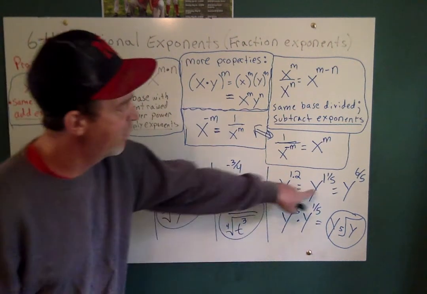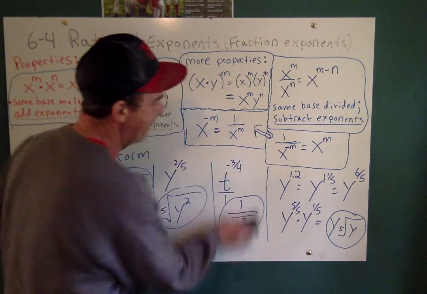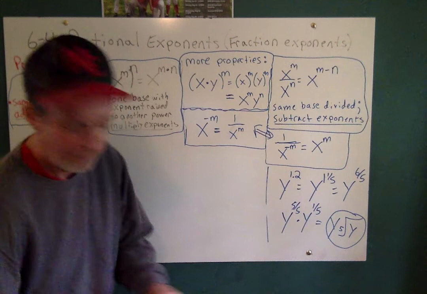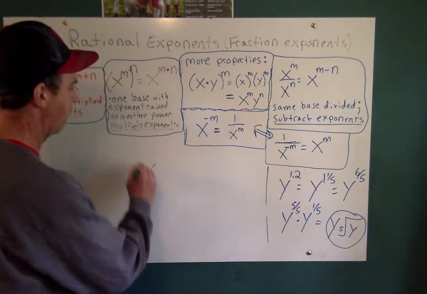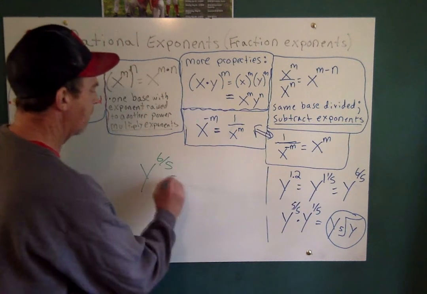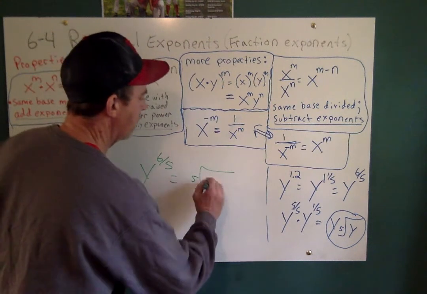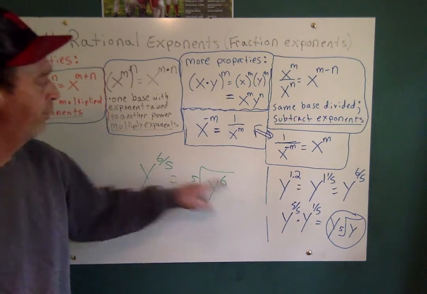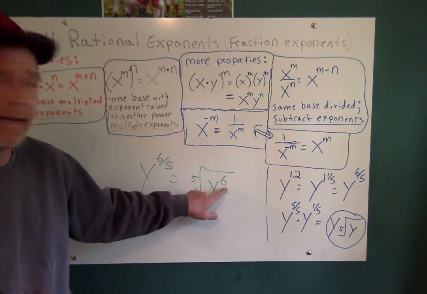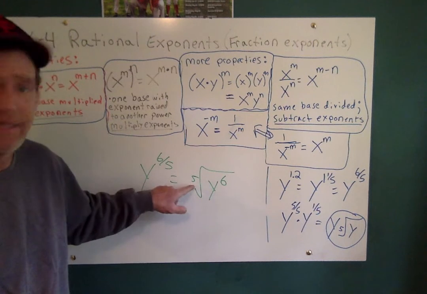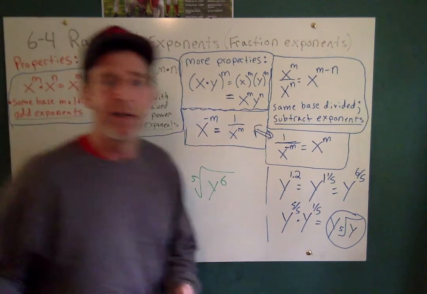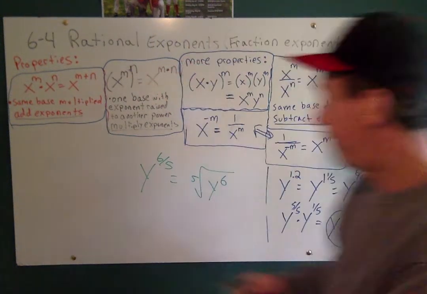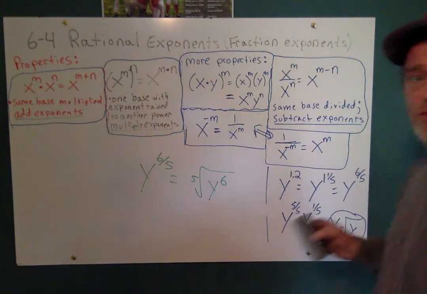However, another acceptable answer for y to the 6/5, as far as the textbook places an answer, would be the 5th root of y to the 6. But as we stated previously, it's never as simple as radical form if the power inside, the power of the radicand, is larger than the index. If it is, we divide it, and that's what you saw me doing here. All right, that's putting it from exponent form into radical form.